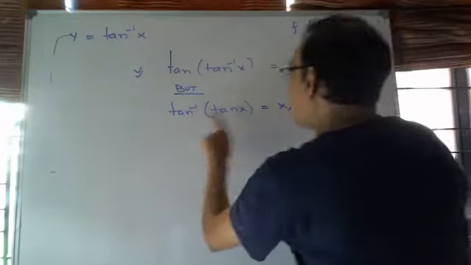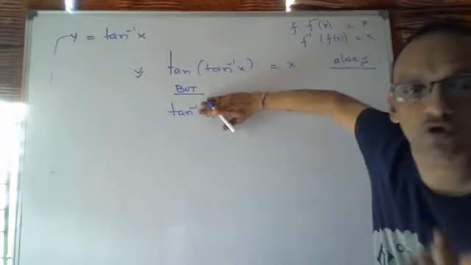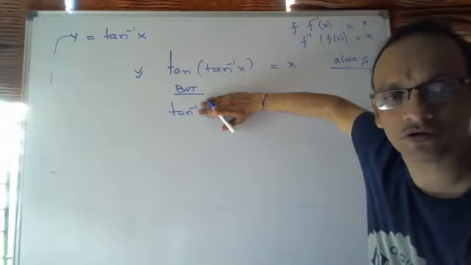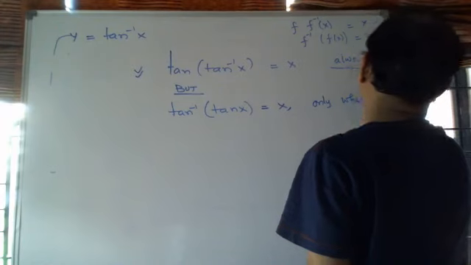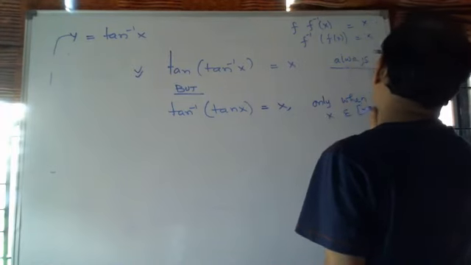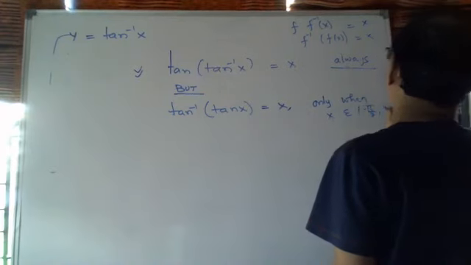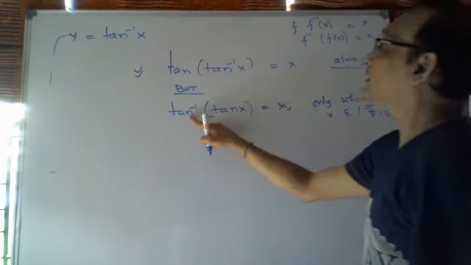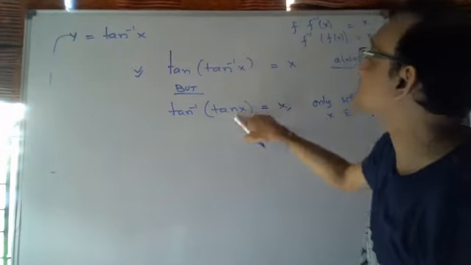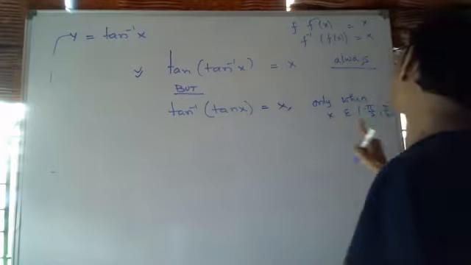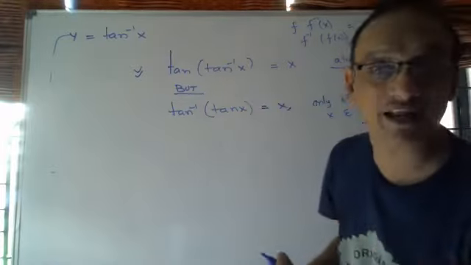Tan of tan inverse x will be x only when, because tan inverse should produce outputs only in the interval minus pi by 2 to plus pi by 2, this x belongs to the open interval minus pi by 2 to plus pi by 2. तभी हो सकता है. Tan of tan inverse x कोई इश्यू नहीं है, हमेशा x होगा. But tan inverse tan x कब होगा? जब x, क्योंकि tan inverse का आउटपुट minus pi by 2 to plus pi by 2 में लाना.